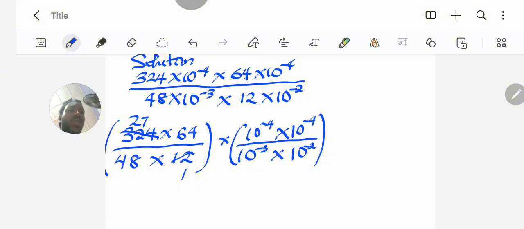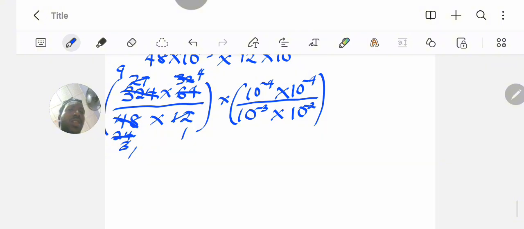Now for 64, so okay, 2 here is 24, 2 here, that's 32. What can go again? 8 can go in 32, that's 4. 8 in 24, that's 3. 3 here in 27, that's 9. So that means we are left with 9 and 4. So 9 times 4 will give us 36 times.